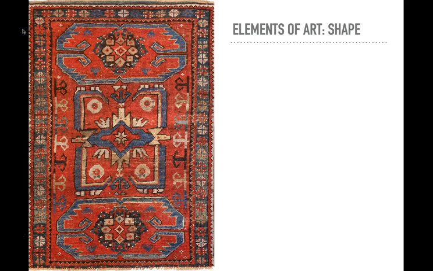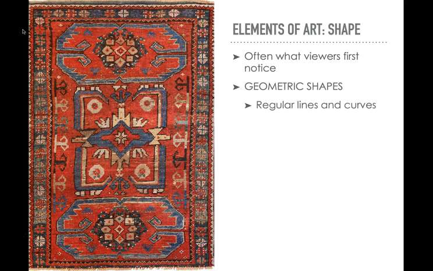The next element of art I'd like to talk about is shape. This is often what viewers notice first when they are looking at a piece of art, like this rug on the left. There are several different kinds of shapes that you may see in art. One is a geometric shape. Geometric shapes have regular lines and curves. They are mathematical. So think back to geometry class again, where you learn the definition of a line. Think of all the shapes that you worked with in geometry, triangles, squares, trapezoids, etc.